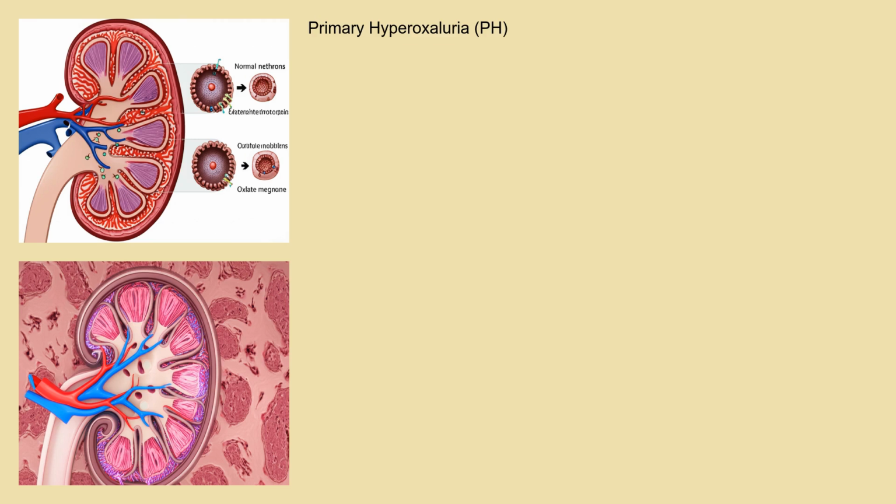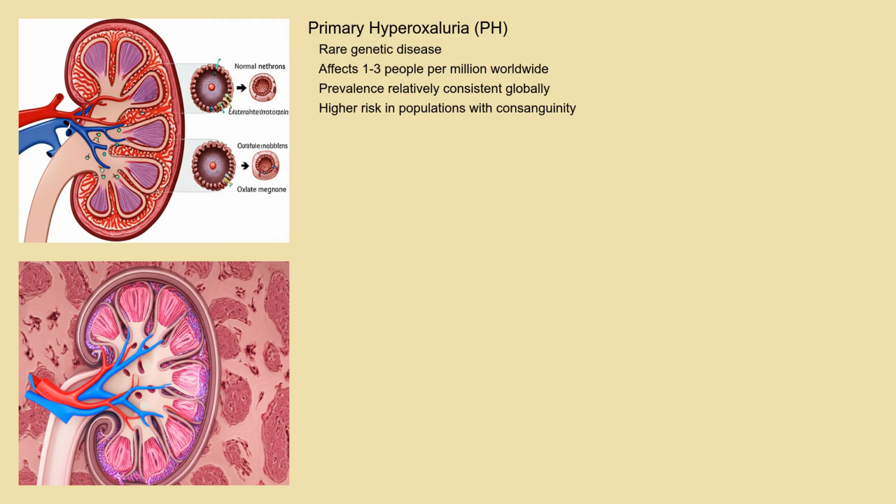Primary hyperoxaluria is a rare disease. It's estimated to affect about 1 to 3 people per million worldwide. Because it's a genetic condition, its prevalence is relatively consistent across different geographical regions. However, certain populations may have a higher risk due to consanguinity, or marriage between close relatives, which increases the likelihood of inheriting 2 copies of the mutated gene.